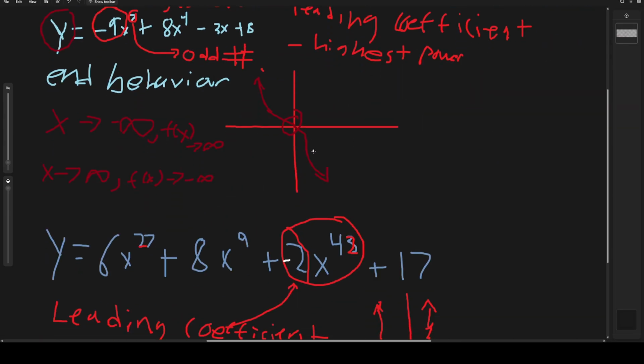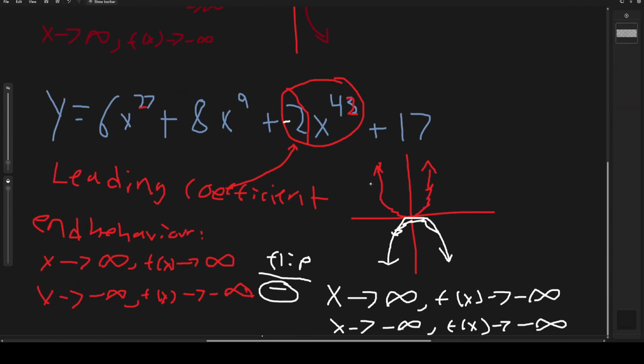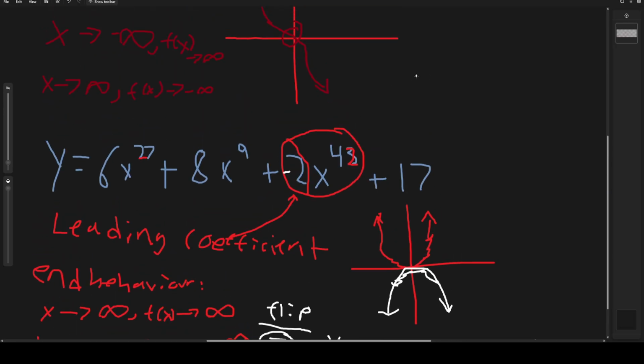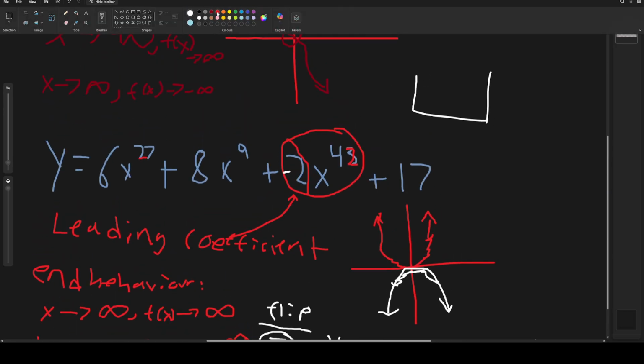So that's the introduction to polynomial functions. Might make another video on this because I think it's pretty easy to explain.